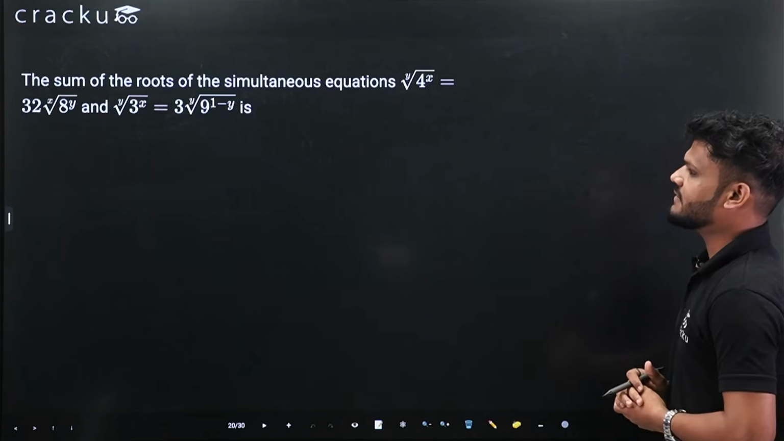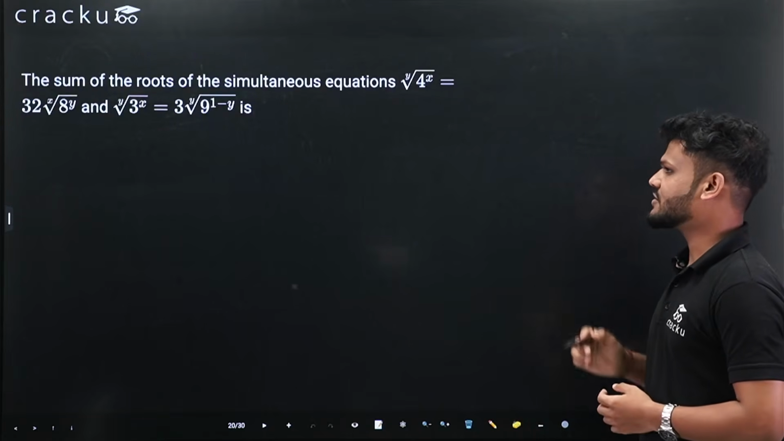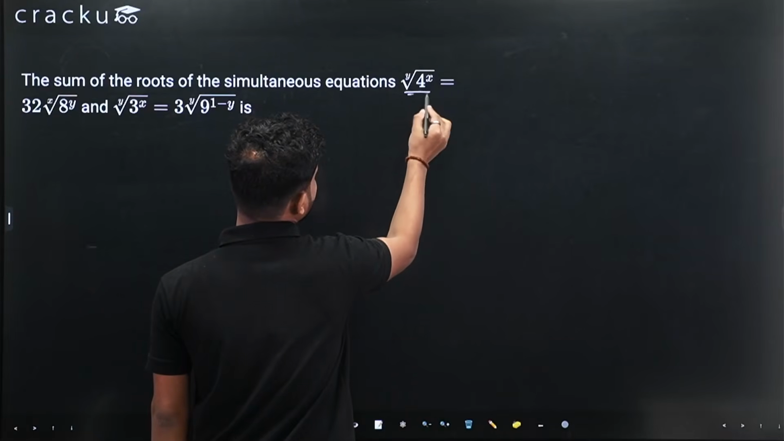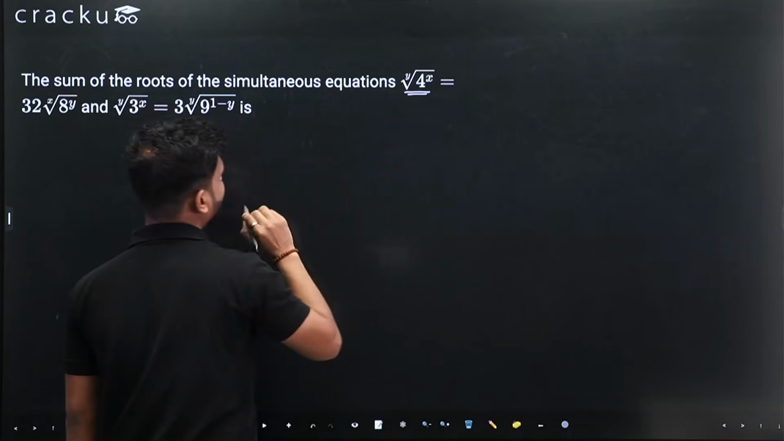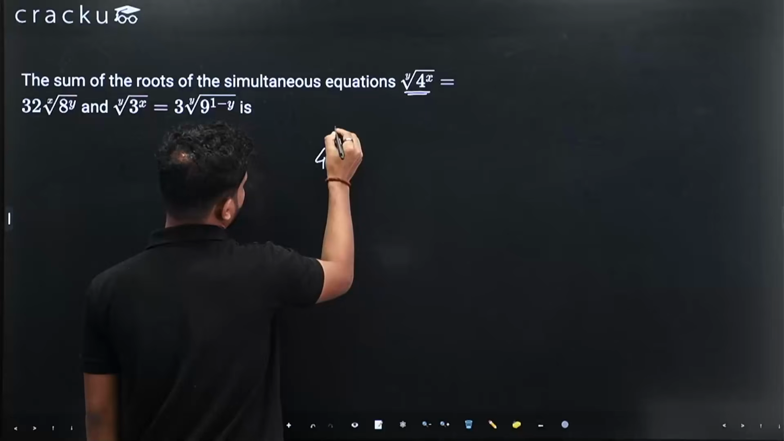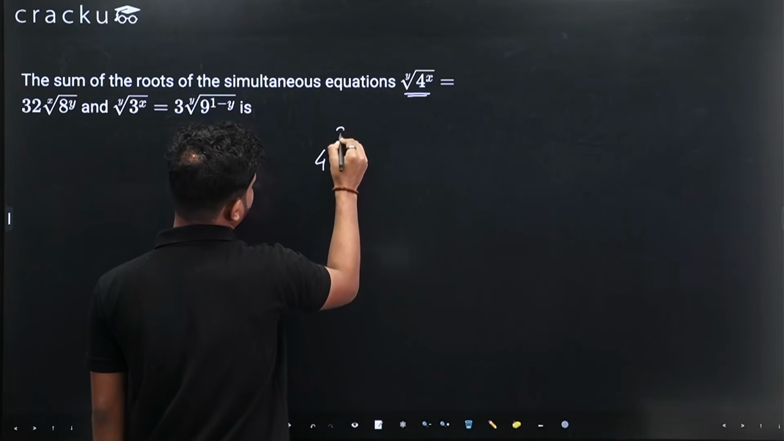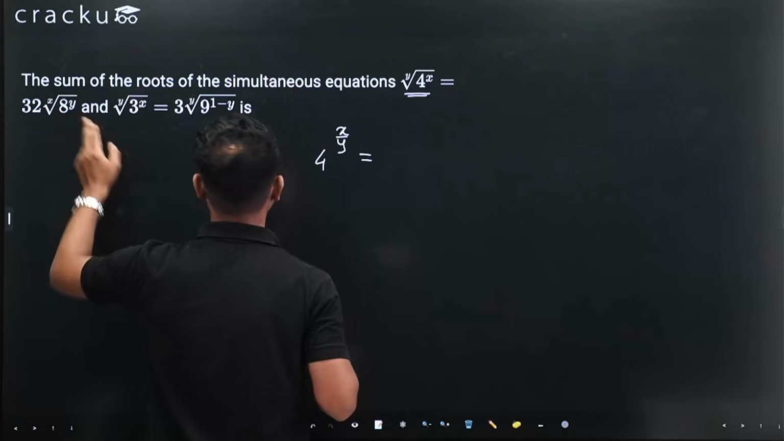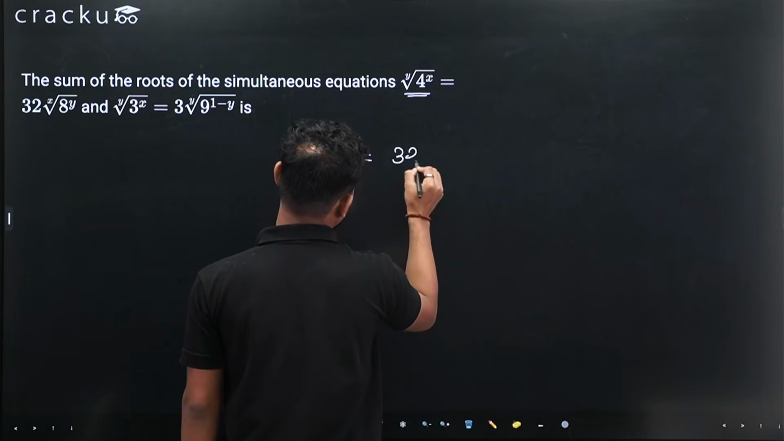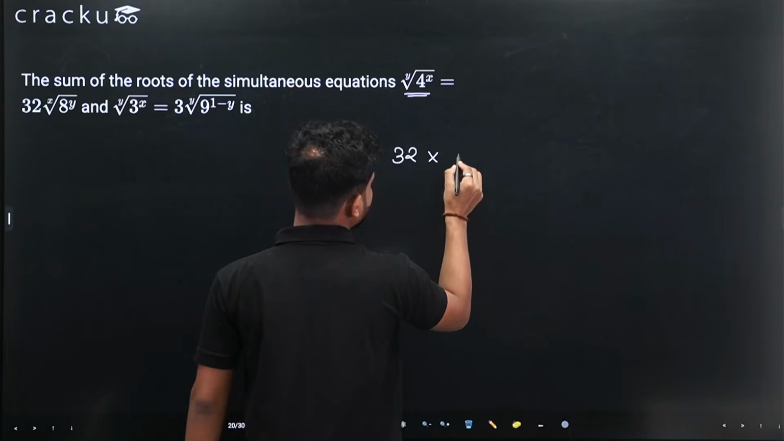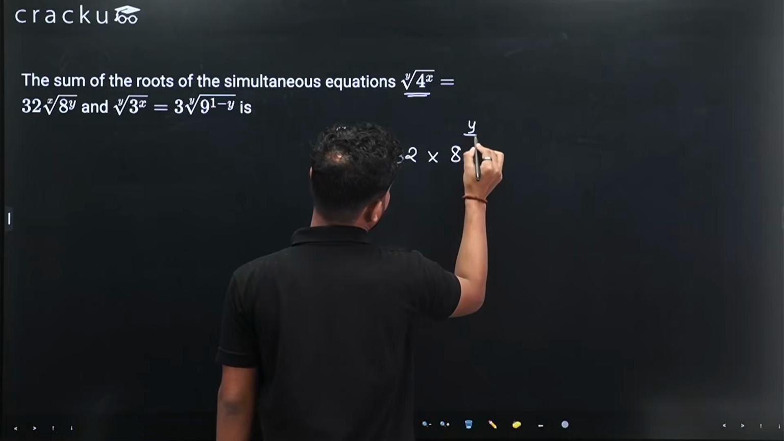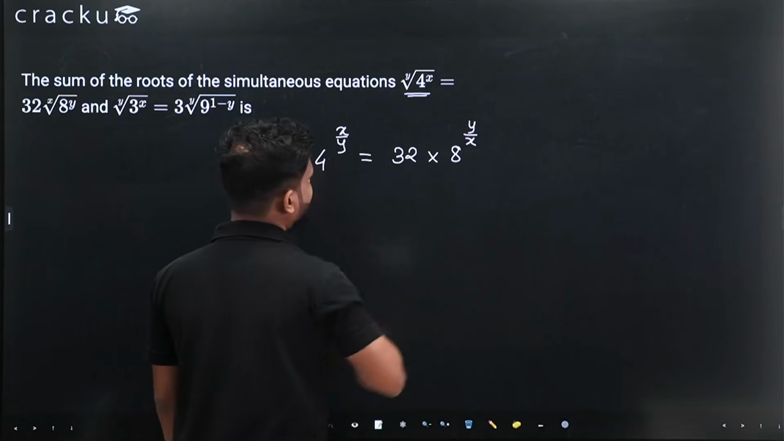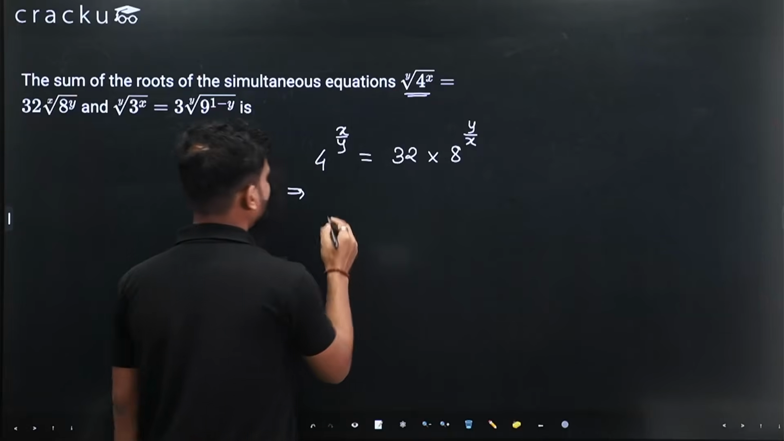In this question we are given the sum of the roots of simultaneous equations. So let us solve this equation first. Now this is 4 raised to x and under root y. So I can write this thing as 4 raised to x by y is equal to 32 into 8 raised to y upon x. Correct? Now all of them are power of 2. So let us convert them into power of 2.